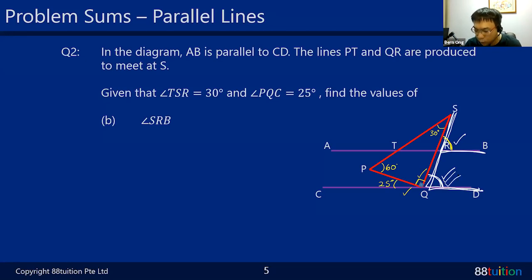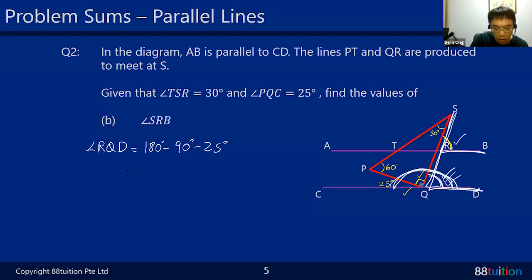This triple tick white, we call that RQD. Angle RQD. How do you find angle RQD? Angles on a straight line. So it's 180 degrees minus the 90 degrees minus the 25 degrees. Can you see now? Down here is 180, right? So 90 minus 25 is 65 degrees.